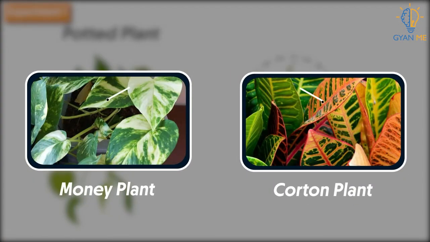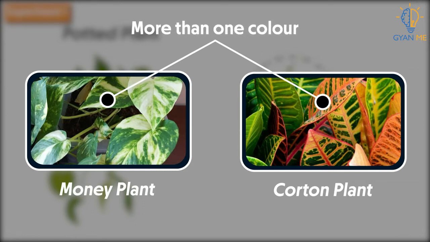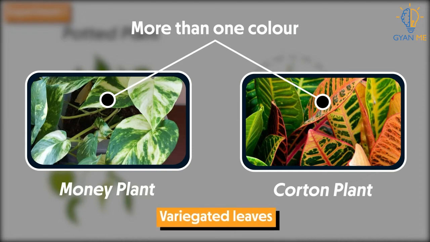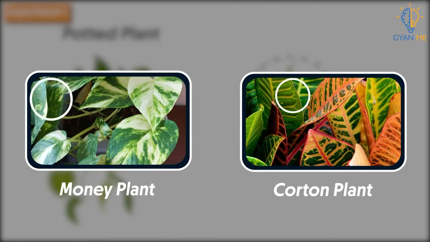Students, do you know the leaves which have more than one color, for example green or white, etc., are called variegated leaves? Most of the common plants have leaves which are totally green. But in plants like croton and money plants, leaves have more than one color. The green part of such leaves contains chlorophyll, but the white part does not contain chlorophyll.